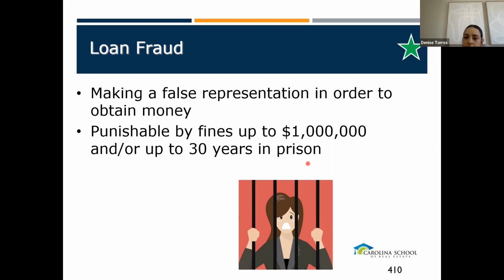Is this for the lender or the borrower? Or, well, both? If the borrower commits loan fraud, yep. But it's legislation that the lender needs to be aware of.